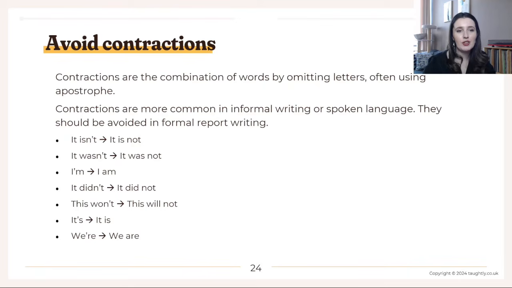So for example, don't say it isn't, say it is not. Don't say it wasn't, say it was not. Don't say I'm, say I am. Don't say it didn't, say it did not. Don't say this won't, say this will not. Don't say it's, say it is. And don't say we're, say we are.